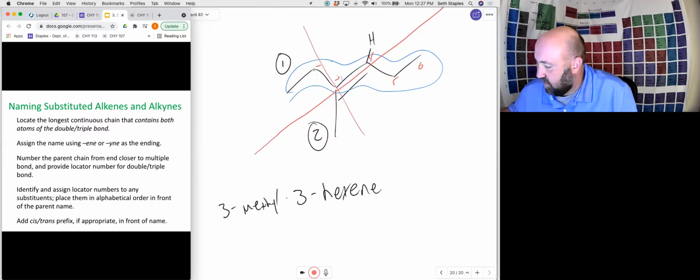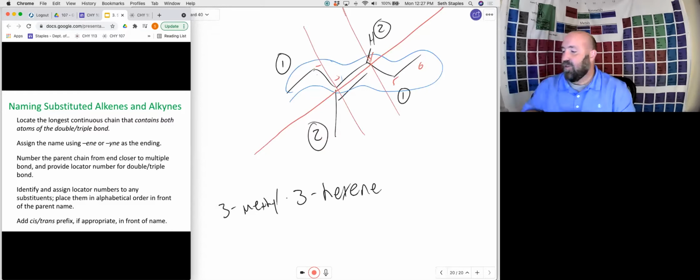And then on the other side of our double bond over here, we have a hydrogen on one side, and we have this carbon group coming off the other side. And so that carbon group is clearly larger. And so we can see that our larger groups are on opposite sides of the double bond, getting us to the last part of our name, trans-3-methyl-3-hexene.